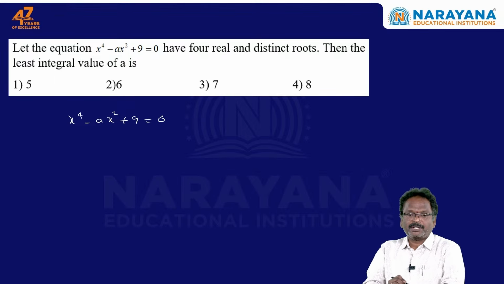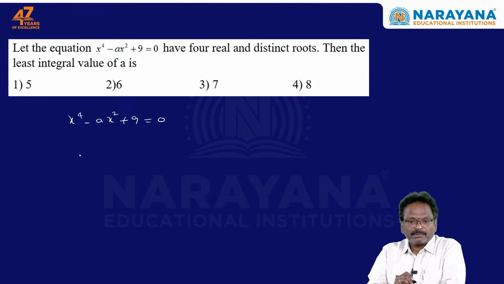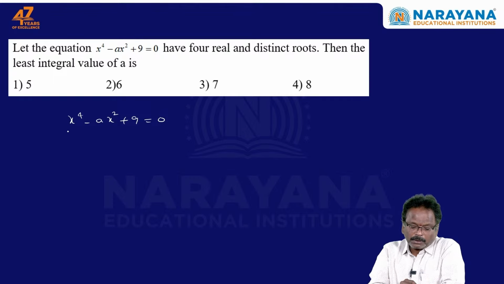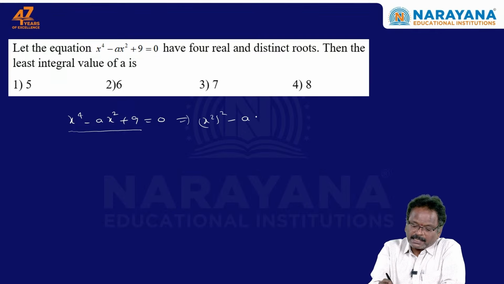You observe this equation. Clearly, this is a fourth degree equation in x. We require the a value. To calculate the a value, what condition is given here? The equation has 4 real and distinct roots. To calculate the least integral value of a, this is a fourth degree equation in x, or we can call this a second degree equation in terms of x square. That means we can write this as x square whole square minus a into x square plus 9 equal to 0.